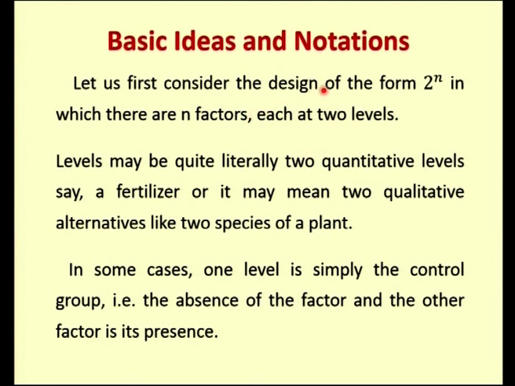So, let us consider a design of the form 2 power n, in which there are n factors, each at 2 levels. Levels may be quite literally two quantitative levels, for example fertilizer, or we may have two qualitative alternatives like two species of a plant. In some cases, one level is simply the control group, that is the absence of the factor, and the other level is its presence.